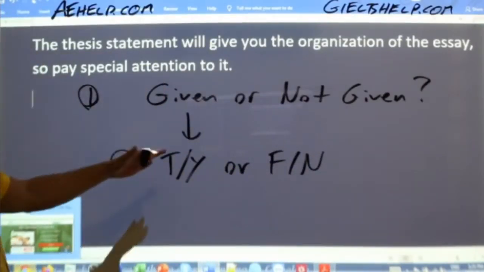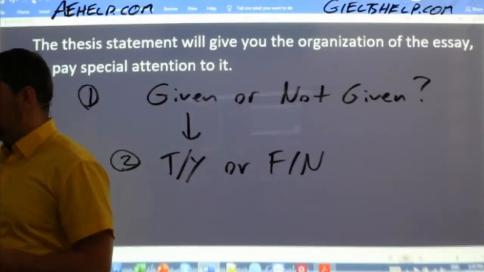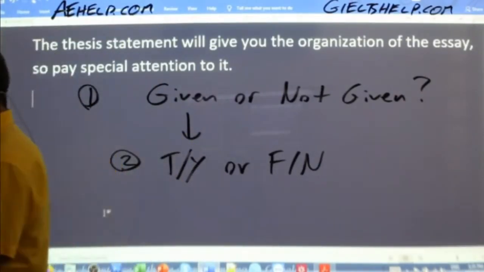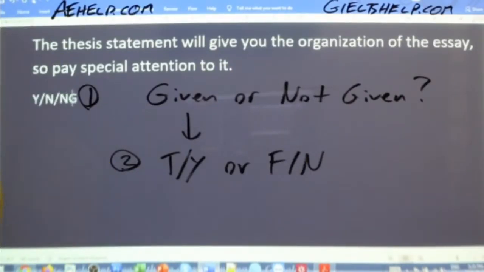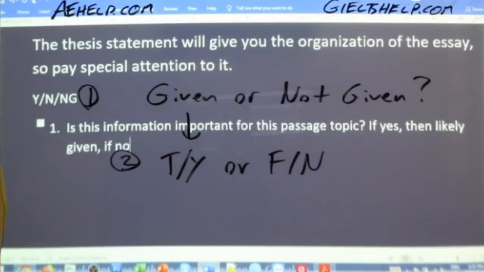Now, to do that, you have to ask some logical questions. All right, the first question that you need to ask yourself, okay, this is for yes, no, not given. Question number one is this information important for this passage topic? If yes, then likely given. If no, then not given.